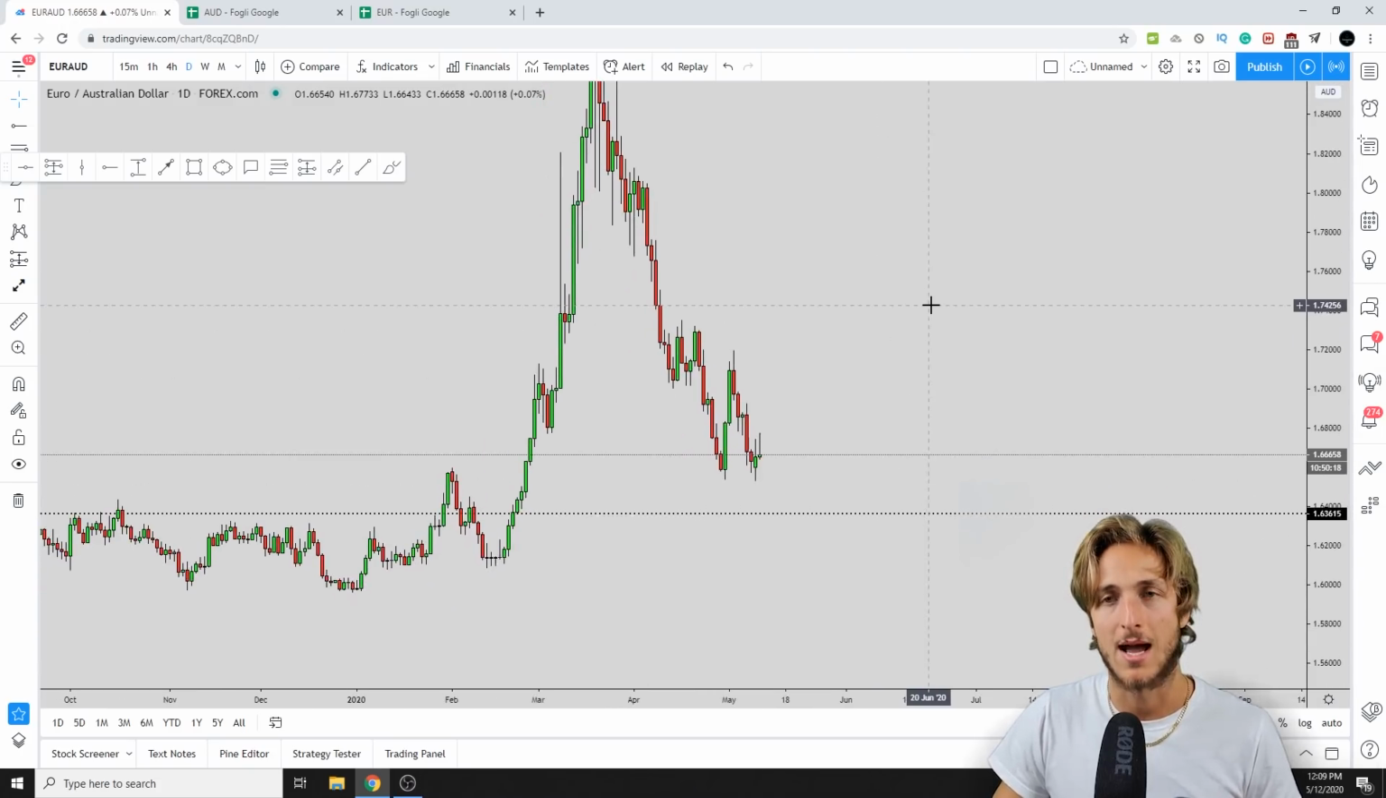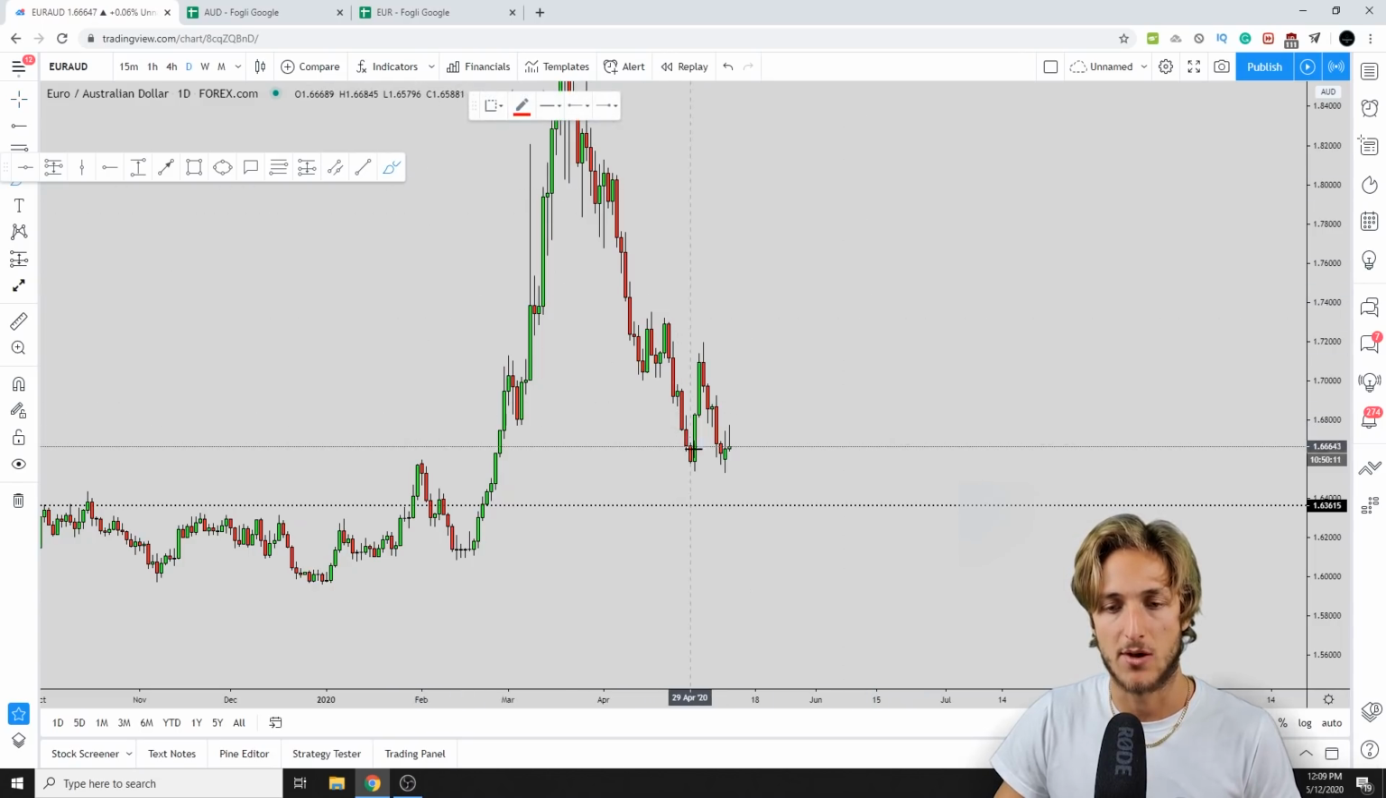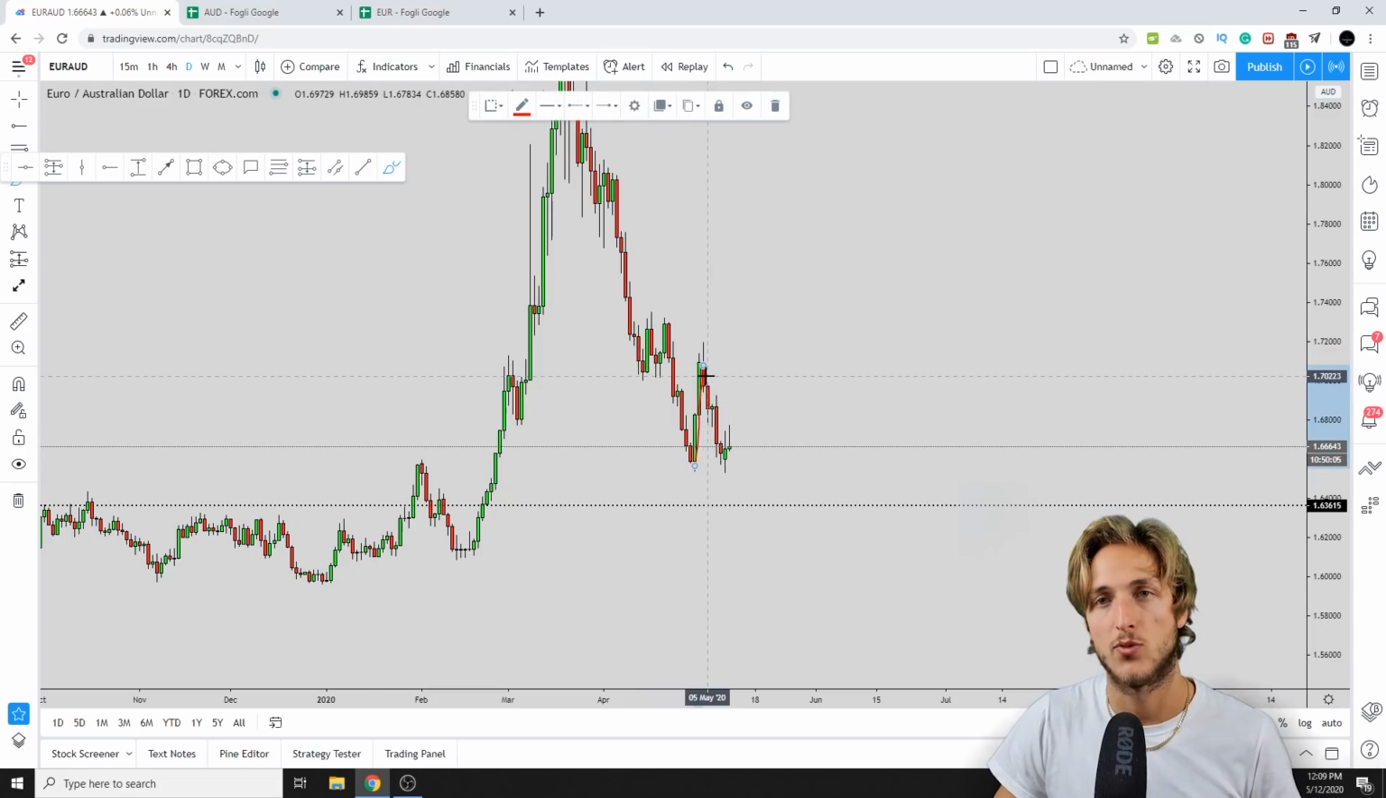Now, if you remember, I published an analysis on TradingView basically a few weeks ago, speaking about why from here we wanted to see the market make this move to the upside. Why did we want to see this move to the upside? For three main reasons.